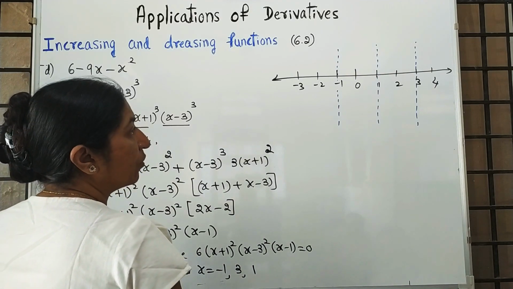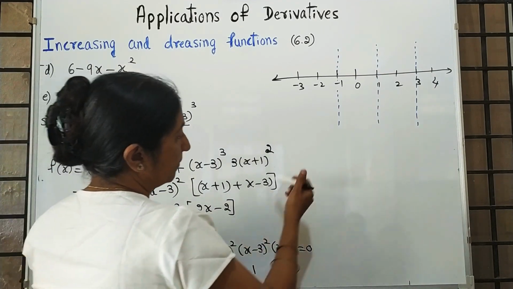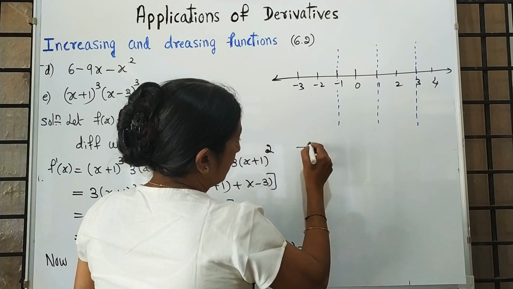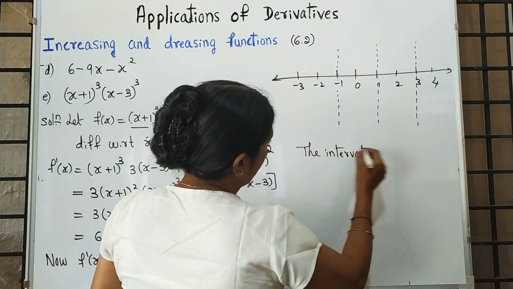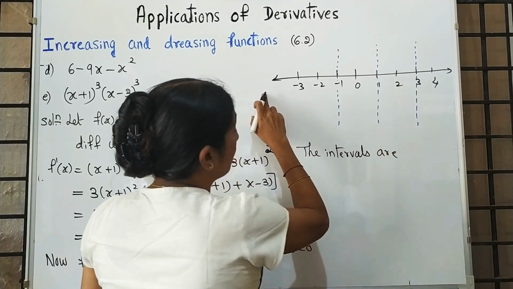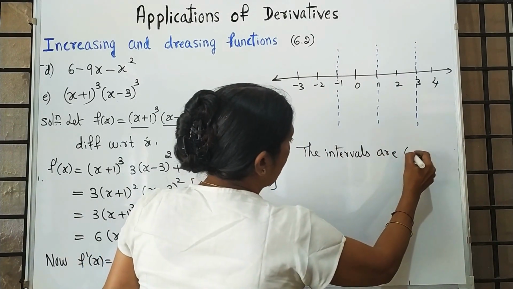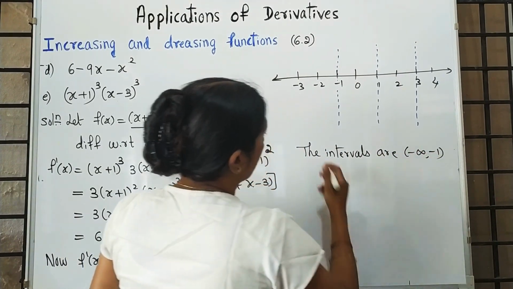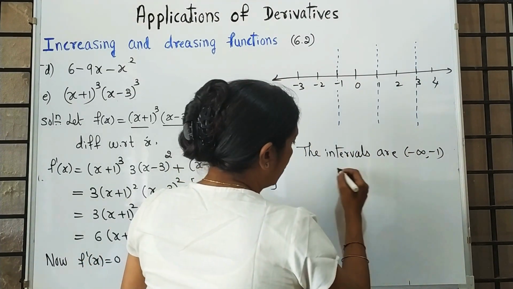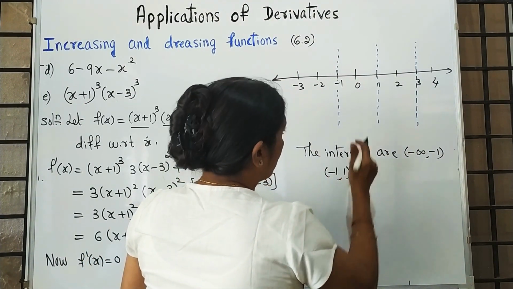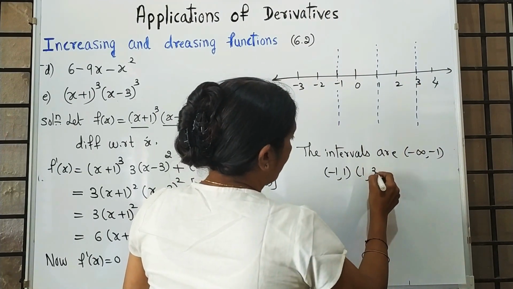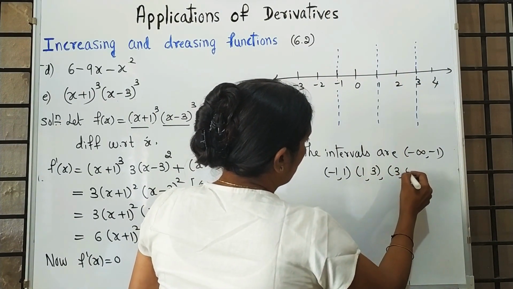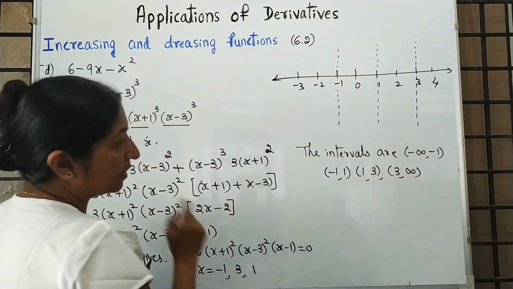Now can you tell me what are the intervals? Yes. The intervals are, first one, start from the left, minus infinity to minus 1. Next, minus 1 to 1. Next, 1 to 3, then 3 to infinity. So is it very simple or what?